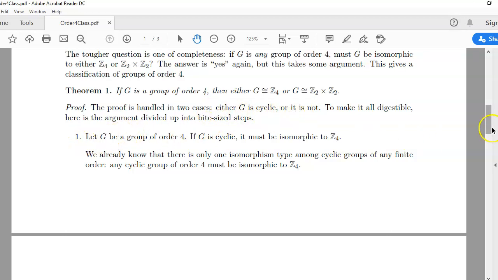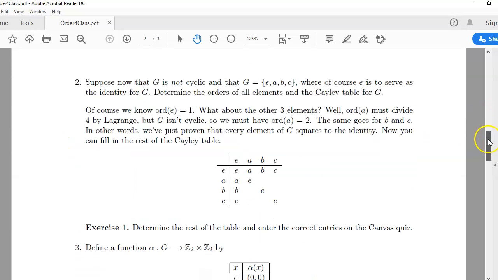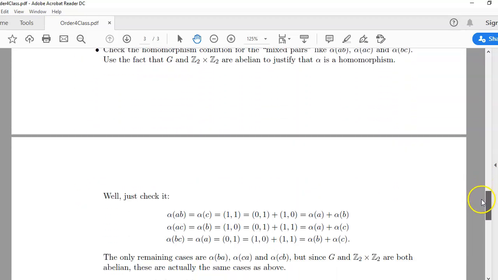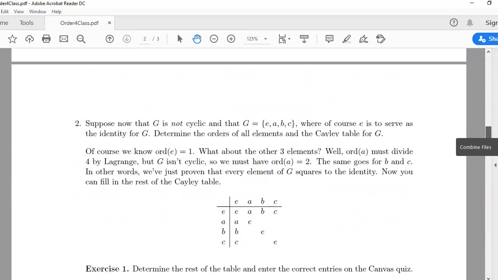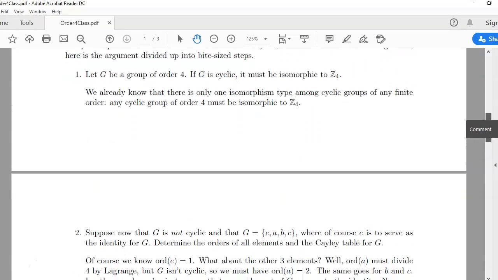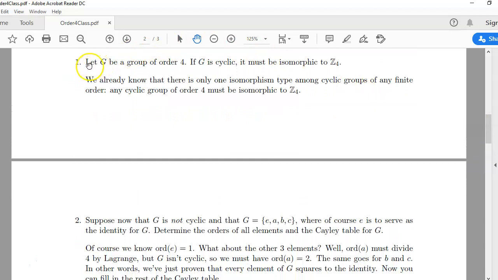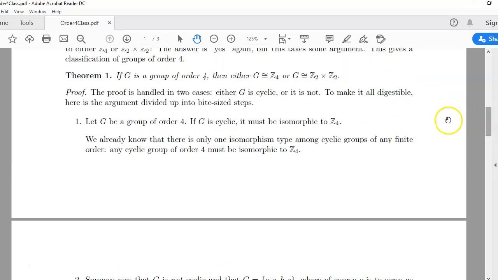I'm going to give you sort of the outline of the proof, and I think it's 5 steps. Yes, a 5-step proof. I'm going to give you the outline of the proof and let you read how the details get filled in. Okay, so step 1, let G be a group of order 4. All right, here's the first case. If G is cyclic, it must be isomorphic to Z4. Well, we already know that. So if the group is cyclic, that is going to take care of this clause of the theorem, and what I've got left is handling this one.